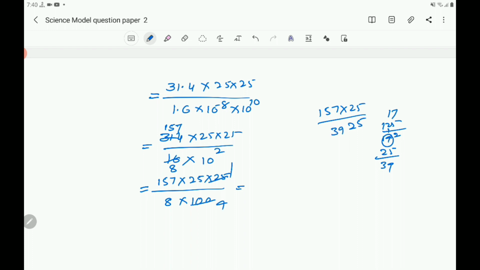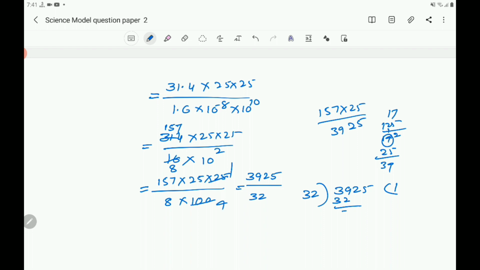So you got 3925. That divided by 8 fours are 32, then you divide it by 32. 3925 divided by 32. 32 ones are 32.